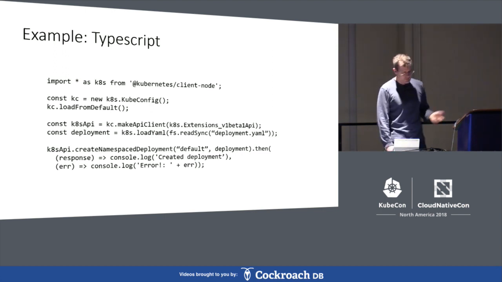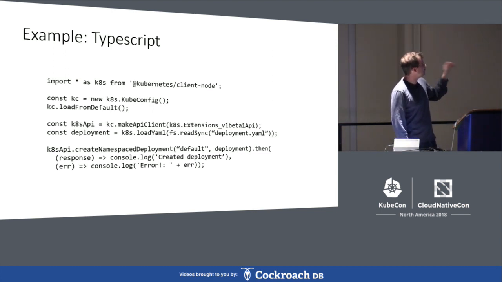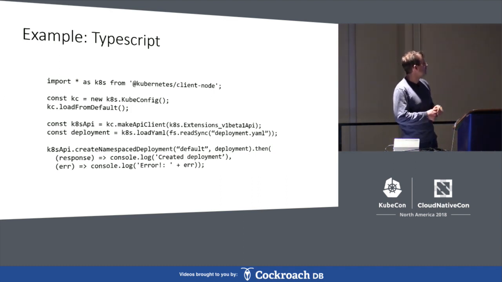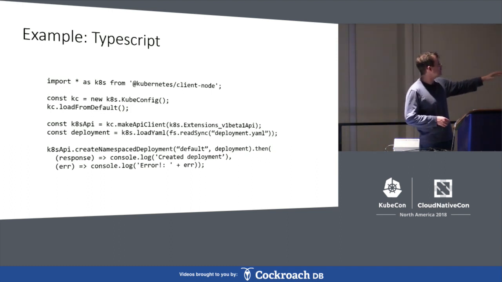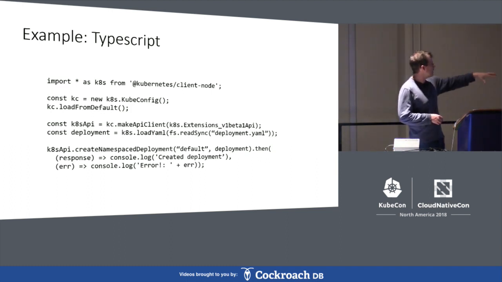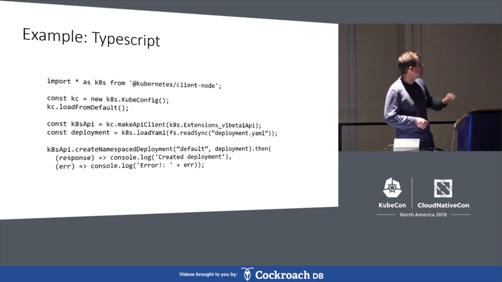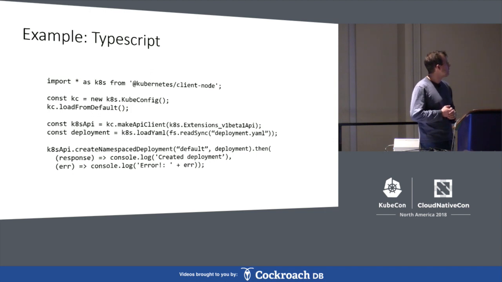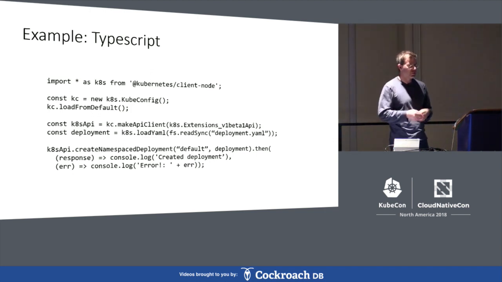TypeScript, very similar. Import statement to pull the library in at the top, creating of a kubeconfig object, loading the kubeconfig object, creating the API object. In this case, we're using generics to be able to parameterize and instantiate the extensions v1 beta 1 API, creating a deployment by loading in from YAML, again using not a built-in, but a YAML library that exists out there that has been integrated into the client, and that's another aspect of what we do.